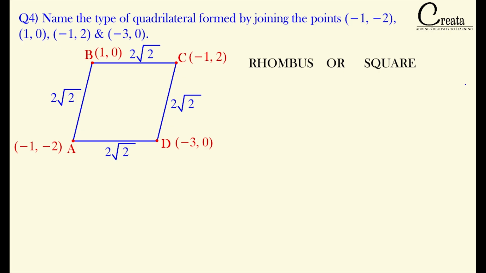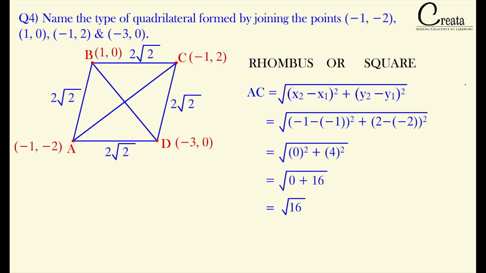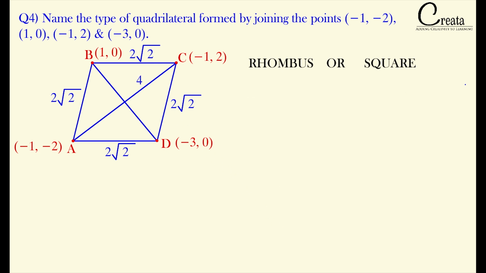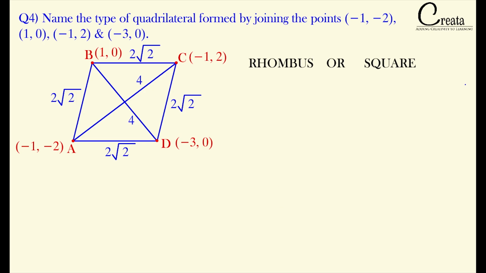So now we will try to find the diagonals of this quadrilateral. Here AC is a diagonal and BD is a diagonal. We know all the 4 coordinates, so we can easily find the diagonals with the help of the distance formula. On putting the value, we got AC, that is our first diagonal, as 4 units. Similarly, we can calculate BD. On applying the distance formula, we got BD, that is our second diagonal, as 4 units. So AC and BD are both equal to 4 units, that is, the diagonals of this quadrilateral are equal to each other.